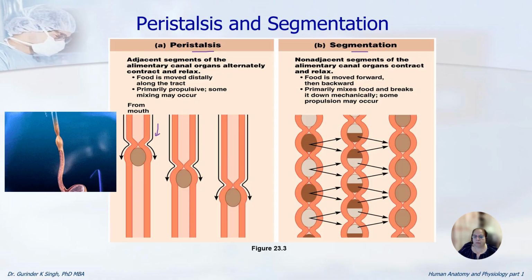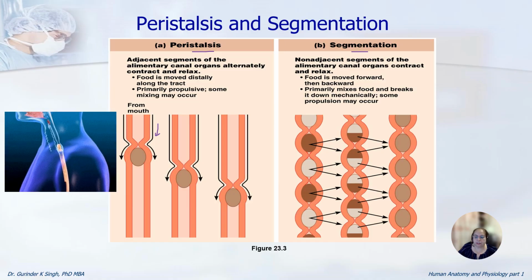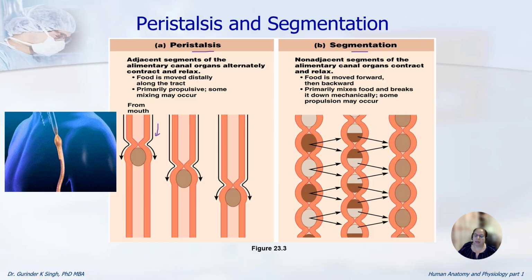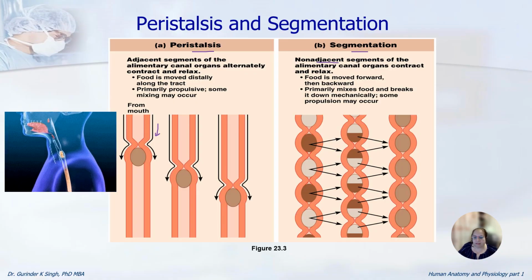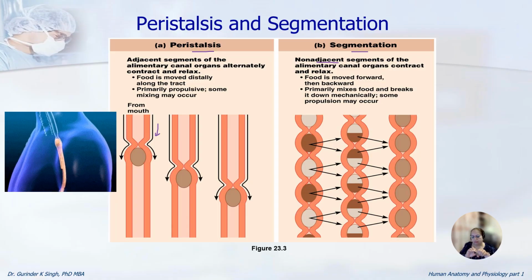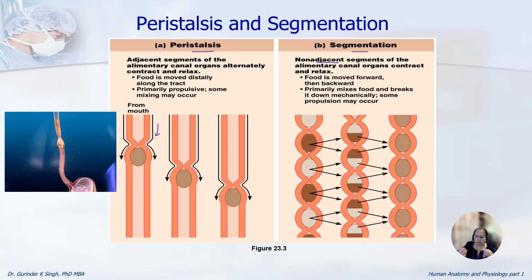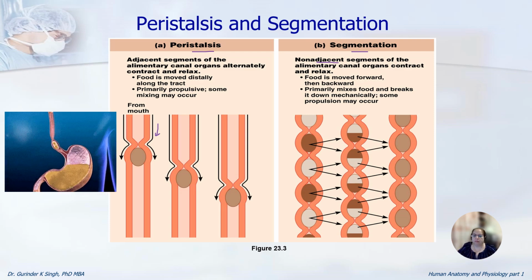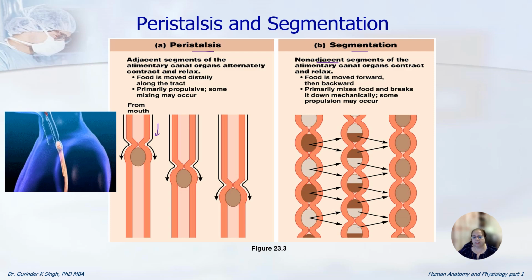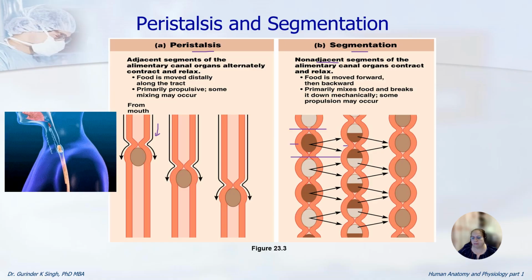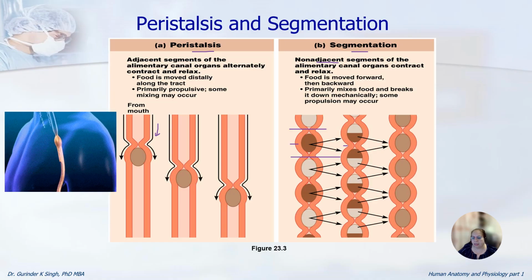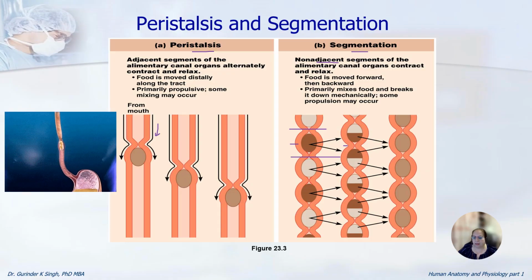In segmentation, what our digestive tract or GI tube does is mix things up. Here, the non-adjacent areas contract and then relax. So it moves things a little forward and then back, a kind of back-and-forth movement. For example, the middle portion will contract, so half of the contents is going to go to the previous section and mix up with that, and then it mixes and goes down.